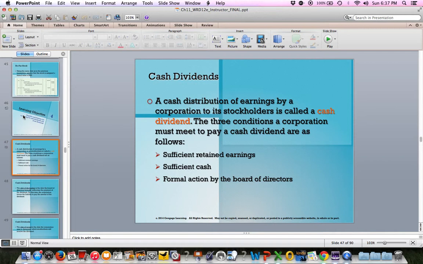A cash distribution of earnings by a corporation to its stockholders is simply called a cash dividend. Three conditions must generally apply in order for a dividend to be paid. You must have sufficient retained earnings, which must have a credit balance, you have to have enough cash on hand, and of course a formal action by the board of directors. Without that formal action, no dividend can be paid.